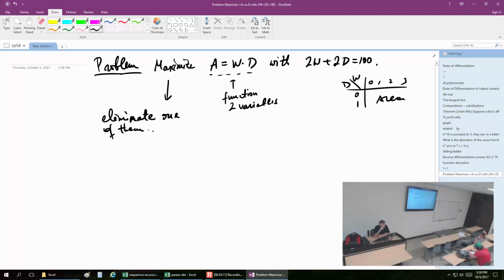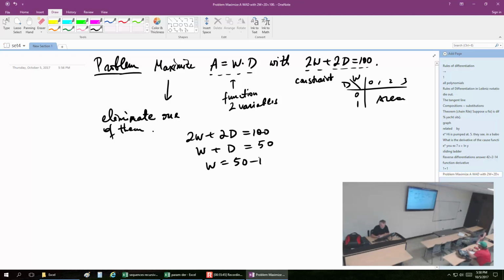Okay? So once again, the function to be maximized, followed by a constraint. The constraint is what we use to eliminate the variable, right? So we only have two things: the function that we are going to deal with, and this constraint, which is a relation between the two variables, and we can use it. So I have 2w plus 2d is equal to 100. I divide by 2. W plus d is equal to 50, and w is equal to 50 minus d.